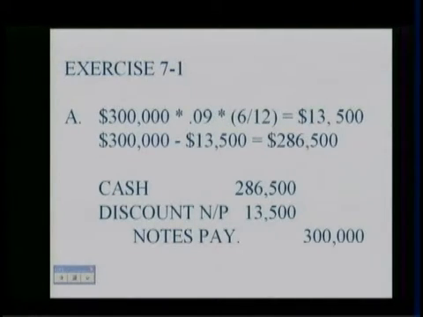To enter that into their records, you increase the asset of cash with a debit to cash of $286,500. You increase the liability, the note payable that you owe, with a credit for $300,000, and the difference is that discount on notes payable, which is a debit of $13,500. During the life of the loan, you will be debiting interest expense and crediting discount on notes payable to reduce that discount until at the end of the life of the note, the discount is 0, and it will just show note payable at $300,000.